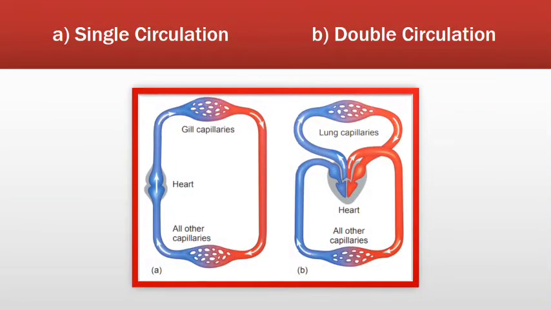This is a diagram of chelation. A is a single chelation and B is a double chelation.